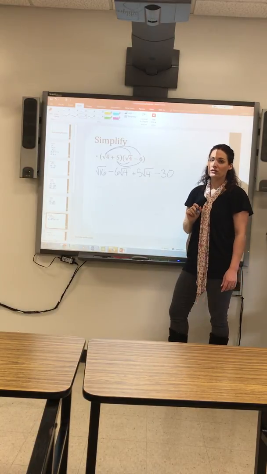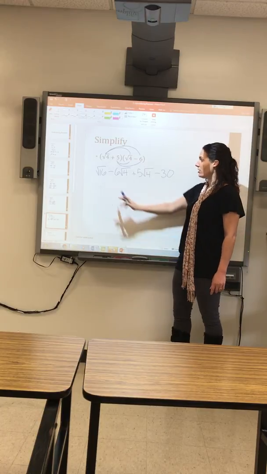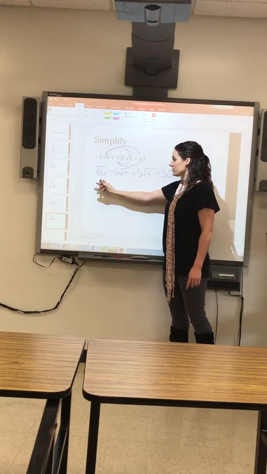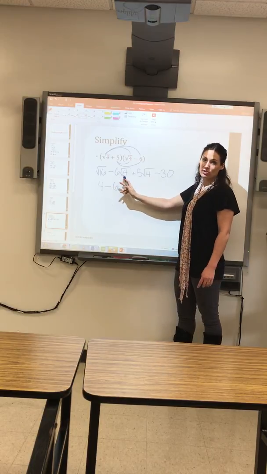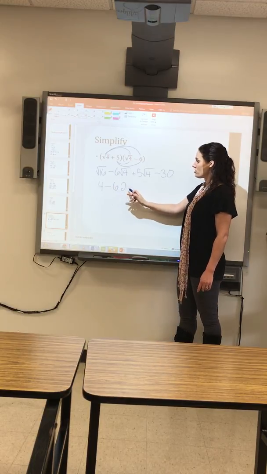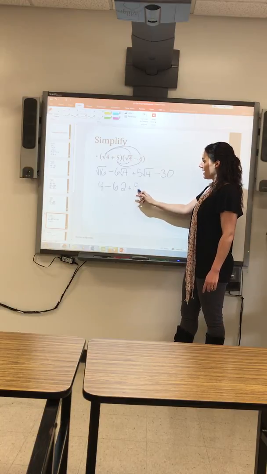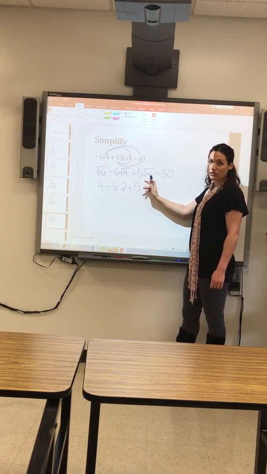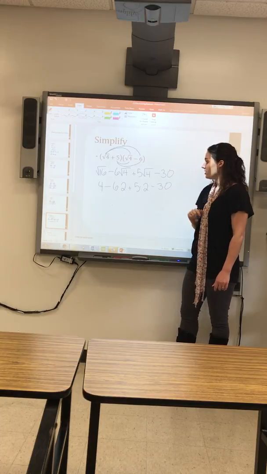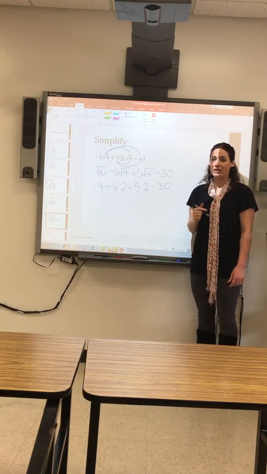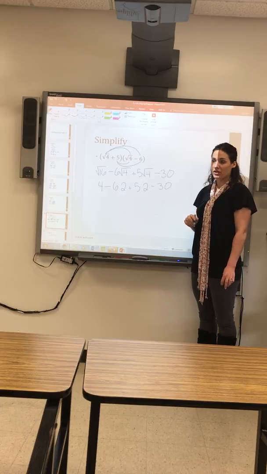Okay, we have a whole bunch of radicals that need to be simplified here. Square root of 16 is 4. Minus 6 times, instead of 6 times the square root of 4, we're going to write that as 6 times 2. Plus 5 times, and again, instead of the square root of 4, we'll write that as 2. Minus 30. So for this problem, we actually don't have any radicals left. Everything was a perfect square.